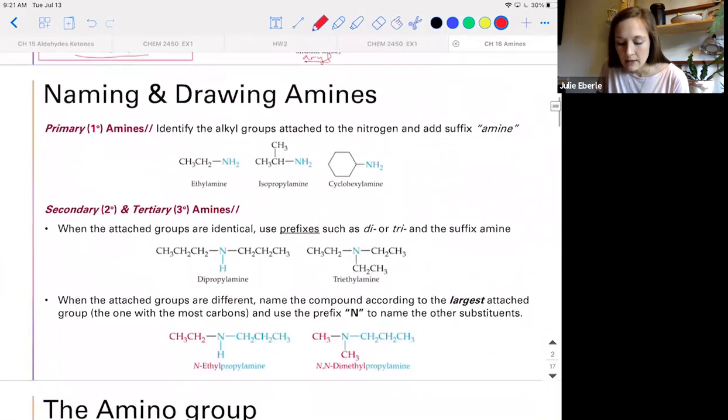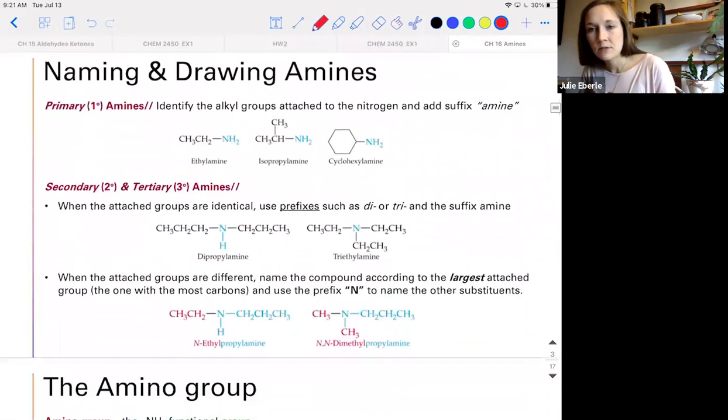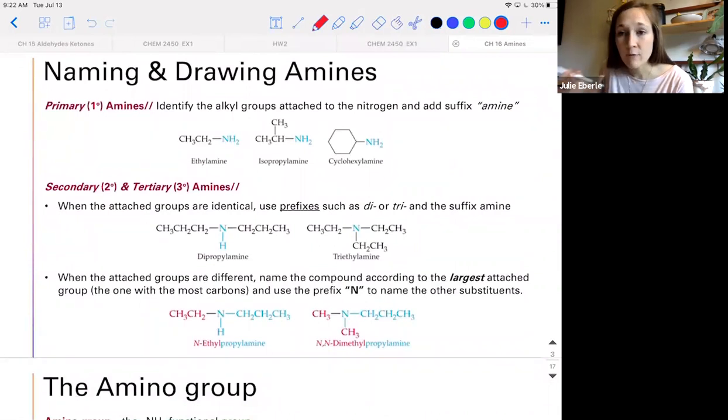So again, there's going to be some slightly different rules depending on if it's a primary, a secondary, or a tertiary. So if it's a primary, meaning you just have one alkyl group bonded to your nitrogen, all you do is you identify the alkyl group, you name it, and then you add the suffix, meaning it comes at the end. It's not a prefix. Prefix comes before, suffix comes afterwards. You add the suffix amine.